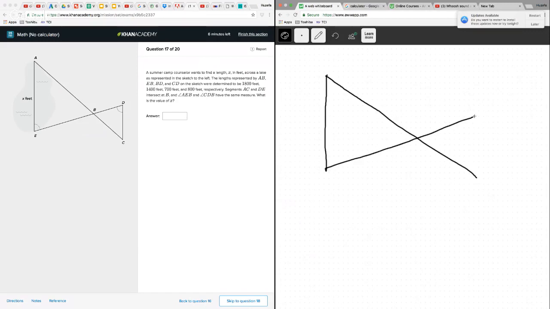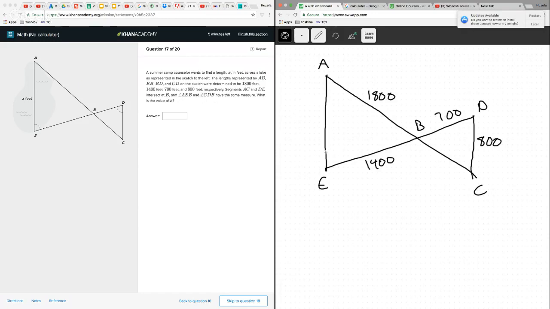Got to go expeditiously. B, D, C, E, A. AB is 1800, right? EB is 1400, okay? And then BD is 700. And then we've got CD is 800. CD over here is 800, like this, right? And AC and DE intersect at B.